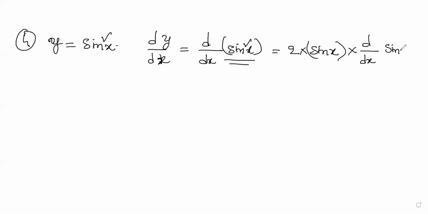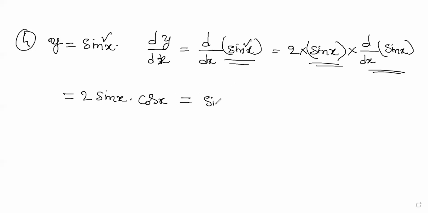Hope you are clear. It is 2 into f of x into f dash x. So that is 2 sin x, and the derivative of sin x is cos x. So 2 sin x cos x. There is a trigonometric identity: 2 sin x cos x is sin of 2x. So the answer is sin 2x.